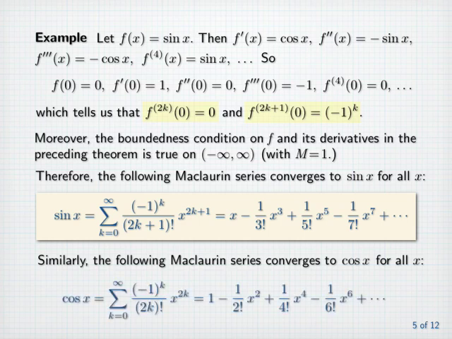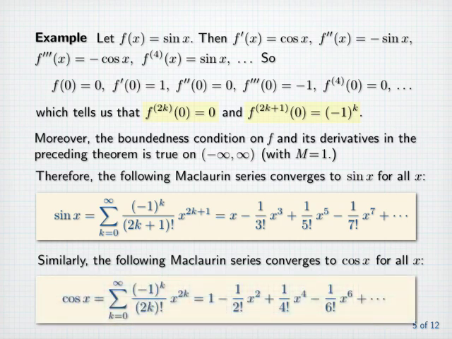Cosine x equals the sum from k equals 0 to infinity of minus 1 to the k divided by 2k factorial times x to the 2k, which equals 1 minus 1 over 2 factorial x squared plus 1 over 4 factorial x to the 4th, minus 1 over 6 factorial x to the 6th, and so on. Both of these are alternating series, except at x equals 0, and notice that the series for sine involves only odd powers, while the series for cosine x involves only even powers.